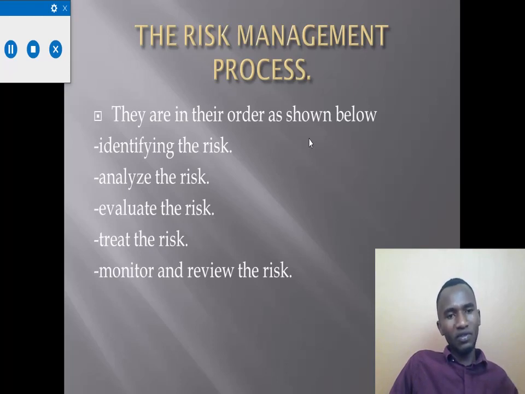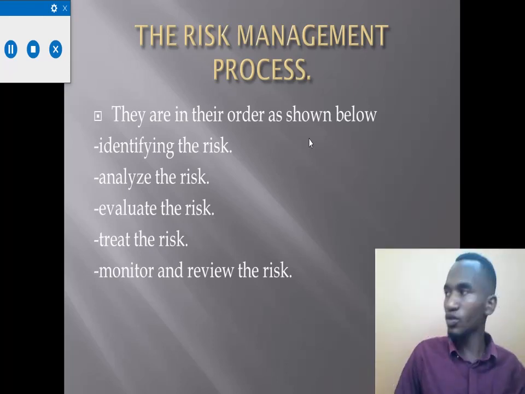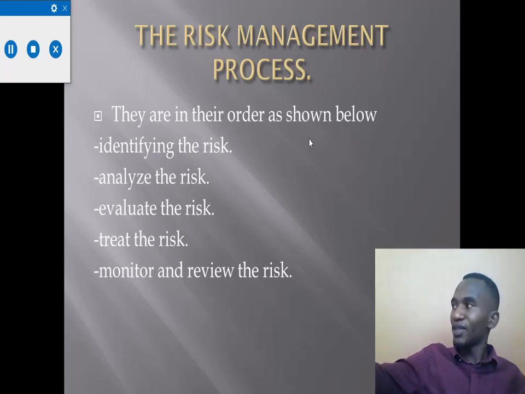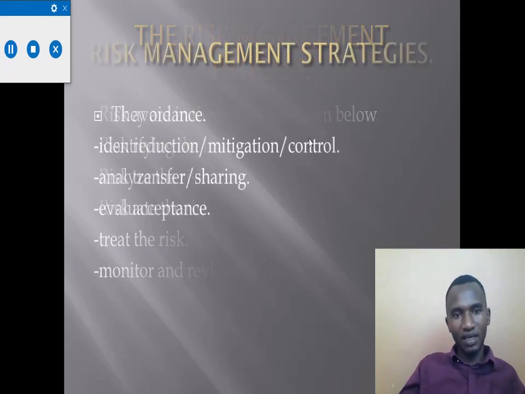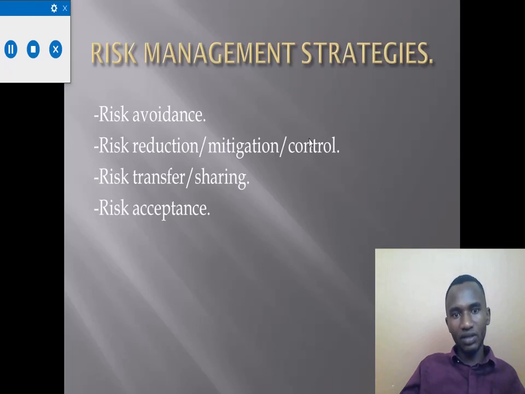You are supposed to identify the risk you are supposed to take in the business, then you analyze it, which risk and how it is, then you evaluate it, you see how strong it is, then you treat it, you see the way how you're going to treat it, then lastly you monitor and review the risk. Then as I continue to the next slide, it is asking about the risk management strategies.